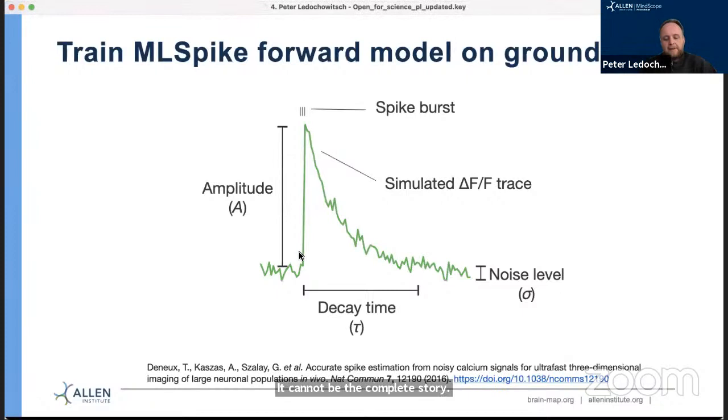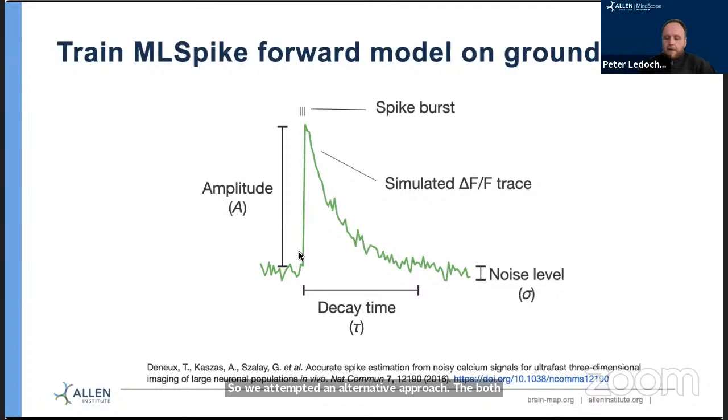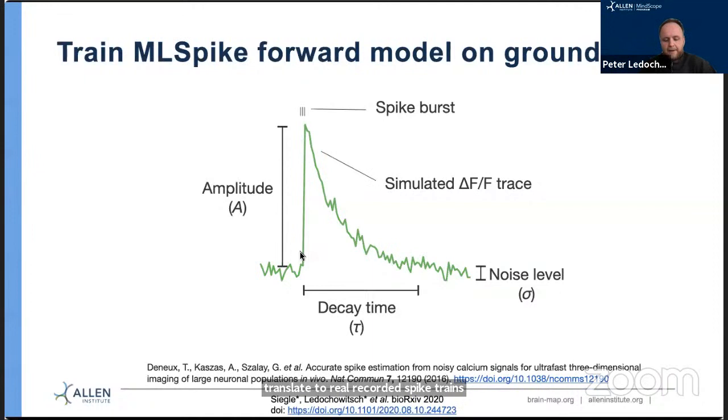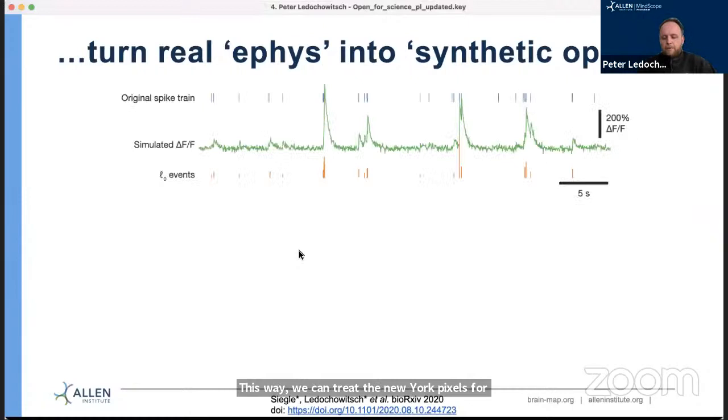So we attempted an alternative approach. The biophysically inspired model ML Spike allows not only spike inference, but also the fitting of a forward model to ground truth data, which can then be used to translate real recorded spike trains into synthetic calcium data. This way, we can treat the NeuroPixels recordings as a kind of pseudo ground truth and analyze the simulated fluorescence traces obtained using the forward model exactly the same way as we would have analyzed 2P imaging data.